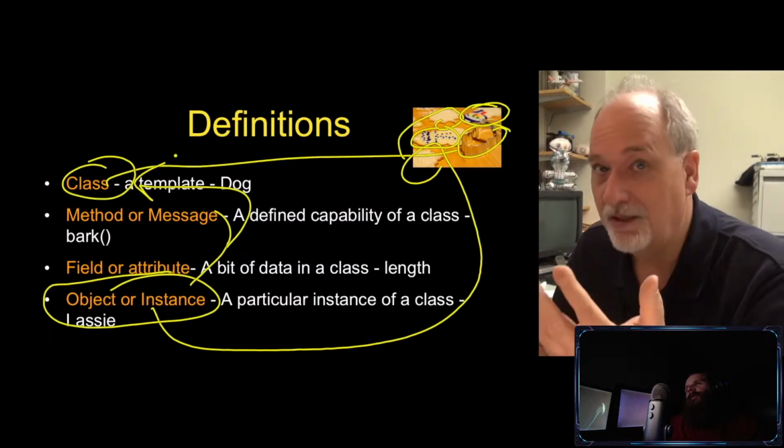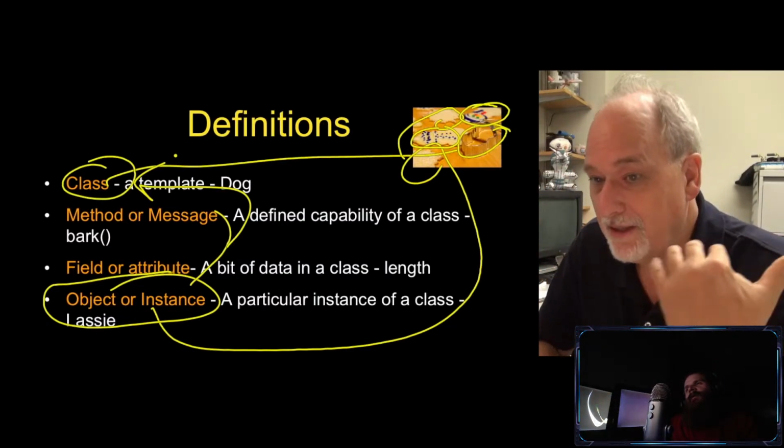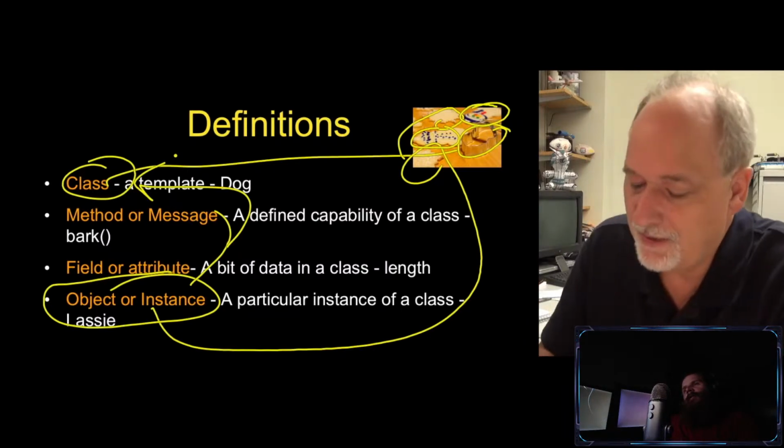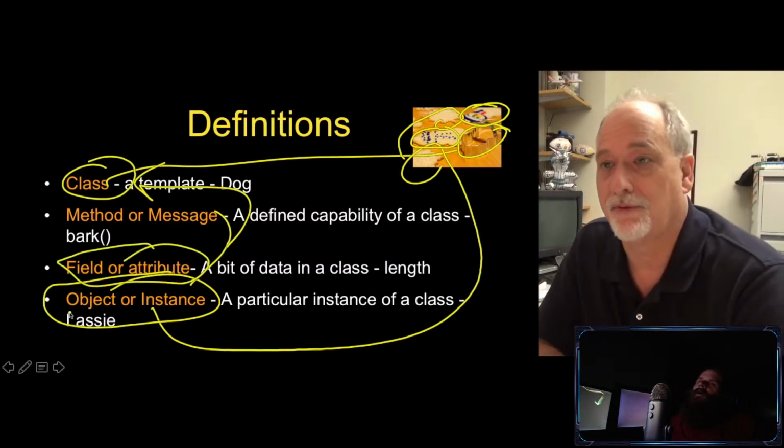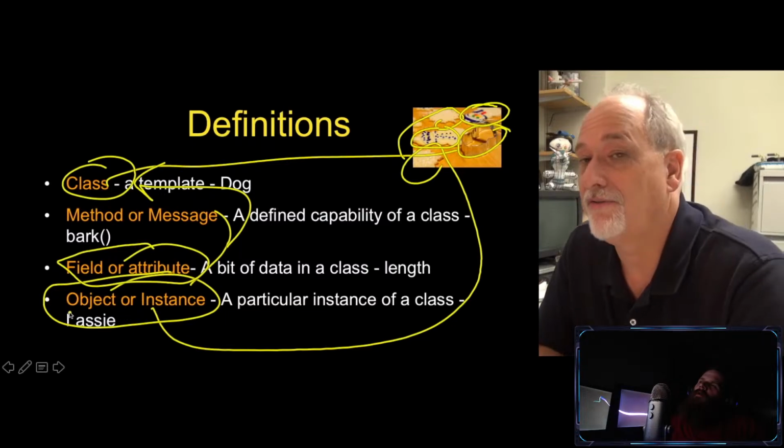A method is really just a function, but it lives inside the class. And then fields or attributes are data items that are in the class. And so they're variables that are defined in the class.